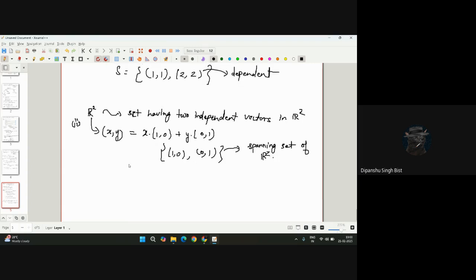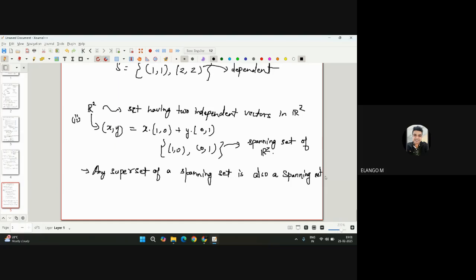Then we are making one more claim: any superset of a spanning set is also a spanning set. Superset means if you add any other element to it, it will become bigger, right? So any superset of a spanning set is also a spanning set.